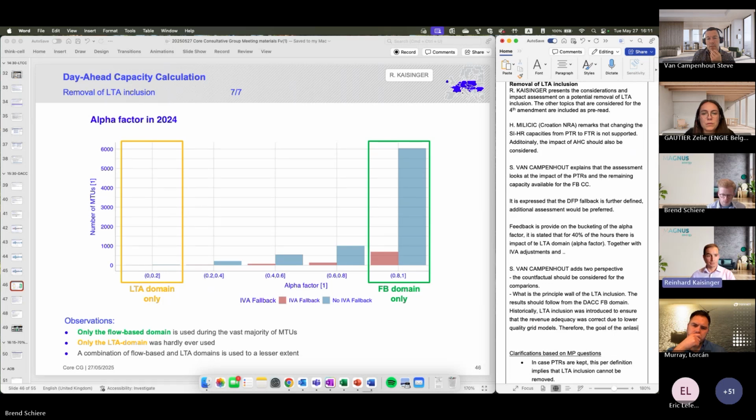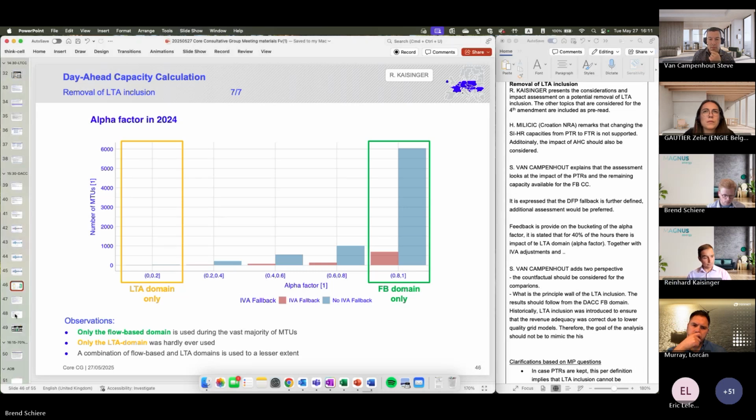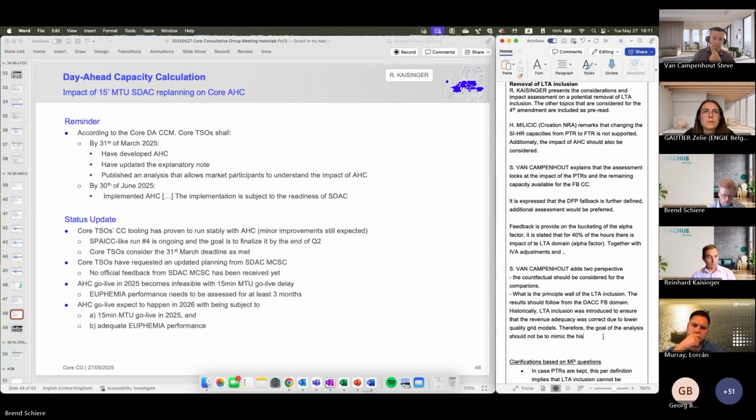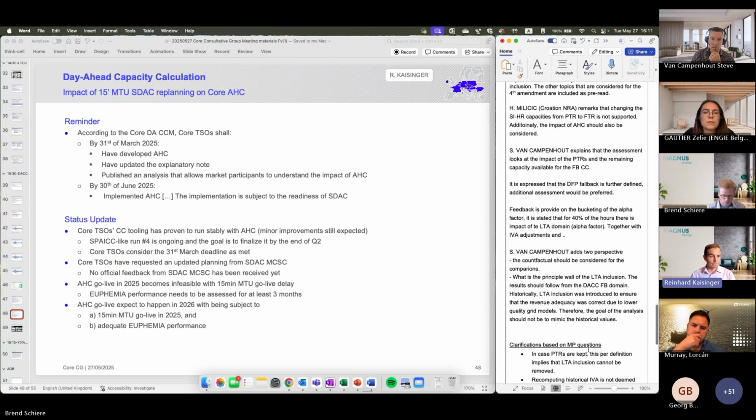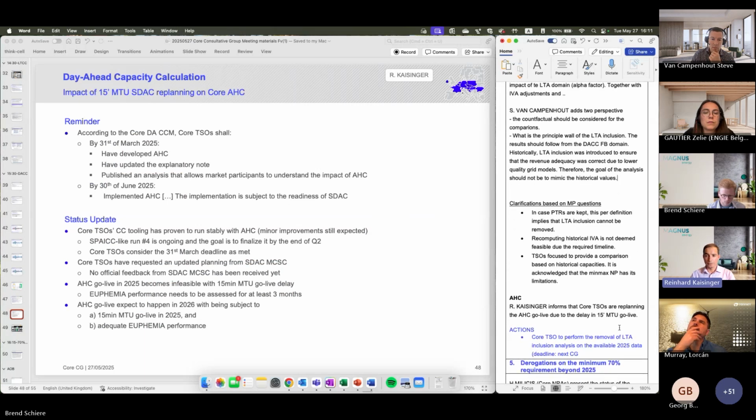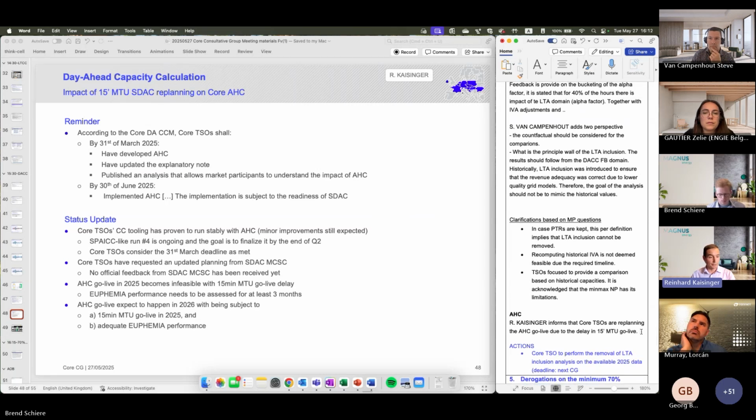Okay. Thanks. Then I suggest we move on to the status update on advanced hybrid coupling. So quickly on the background, as per second amendment of the core day-ahead CCM, core TSOs are to be ready with the implementation of AHC on the capacity calculation side by March 31st this year.